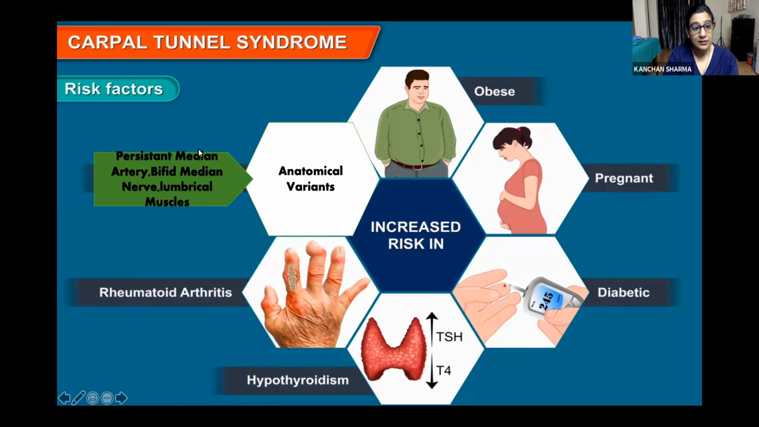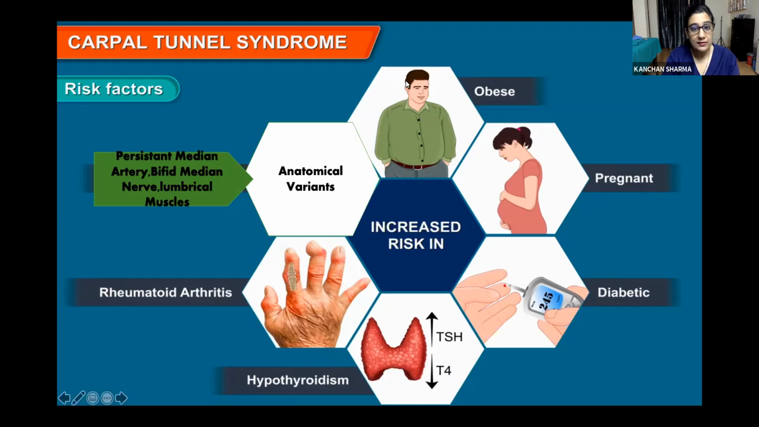So what are these? One is persistent median artery. We do not have a median artery; we have the radial artery and the ulnar artery. The median artery is not there. But if, along with the nerve, you are able to see some pulsation, I'll be showing you this, that is abnormal. And the nerve should be only one nerve. If you are able to see two nerves, then this is also an abnormality.